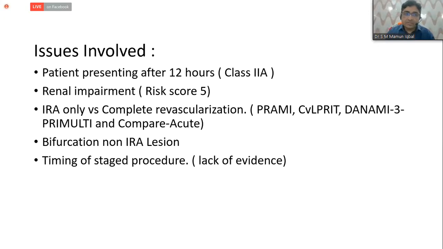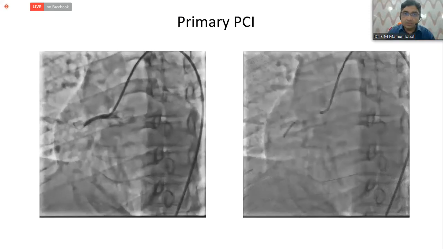We had a lot of discussion in the previous session about the infarct-related artery only or complete revascularization approach. Different trials have concluded that complete revascularization reduces the MACE, but there is no definite time period for doing this procedure. Some say it should be done within the index hospitalization, some say it should be done as a staged procedure. So firstly, we went for the primary PCI.